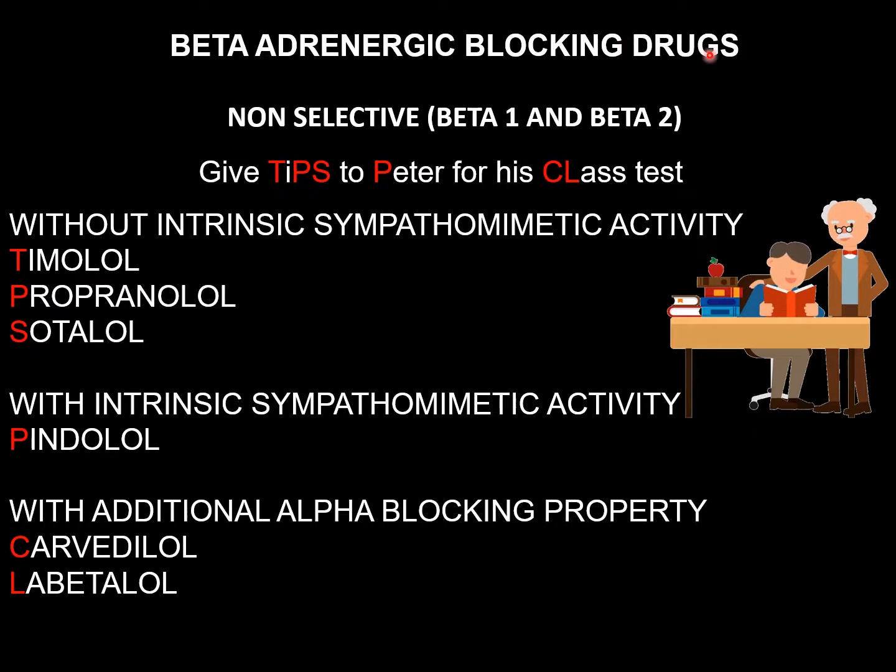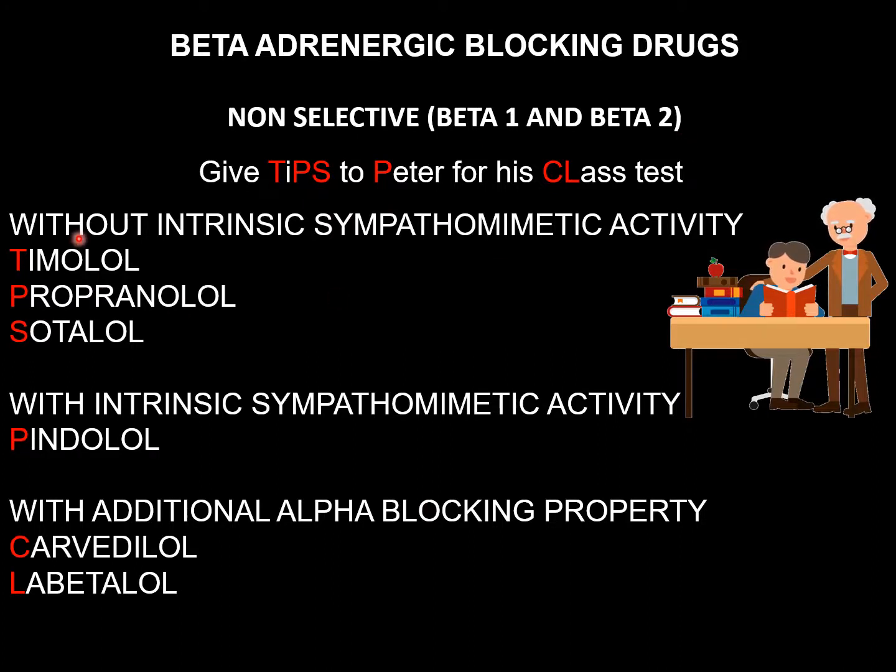Coming to beta adrenergic blocking drugs, non-selective, beta 1 and beta 2. Here is the mnemonic for non-selective beta 1 and beta 2. Give tips to Peter for his class test. Without intrinsic sympathomimetic activity, with intrinsic sympathomimetic activity, with additional alpha blocking property. So these are the three groups of drugs under non-selective beta 1 and beta 2.